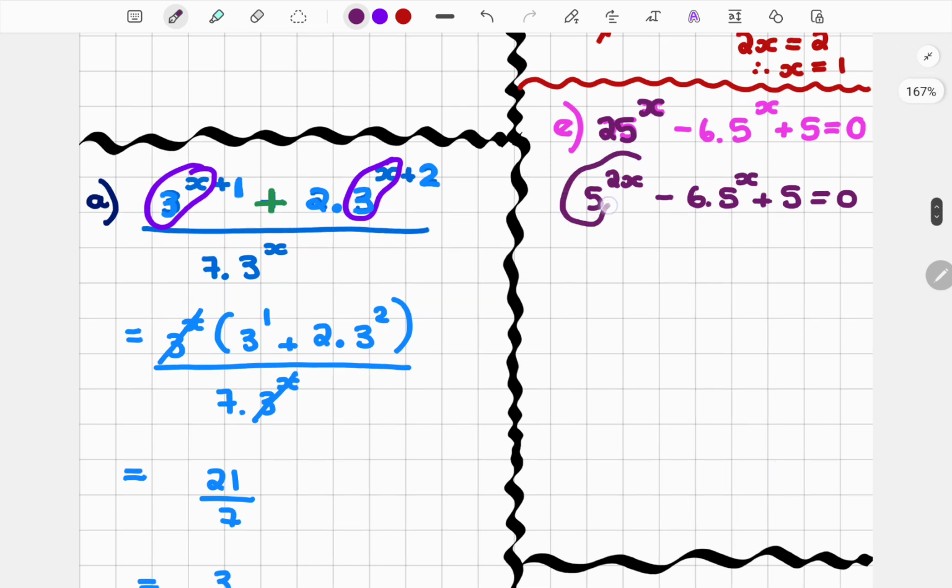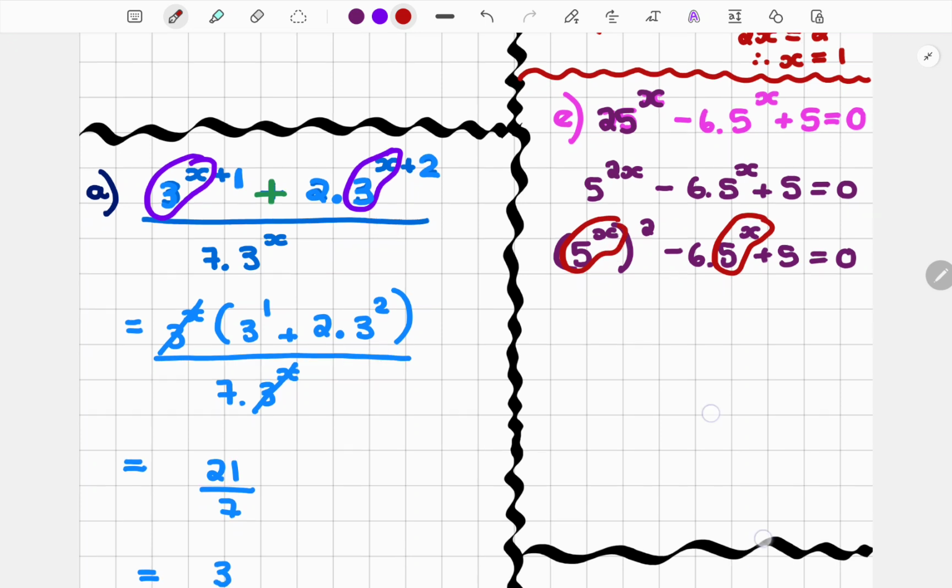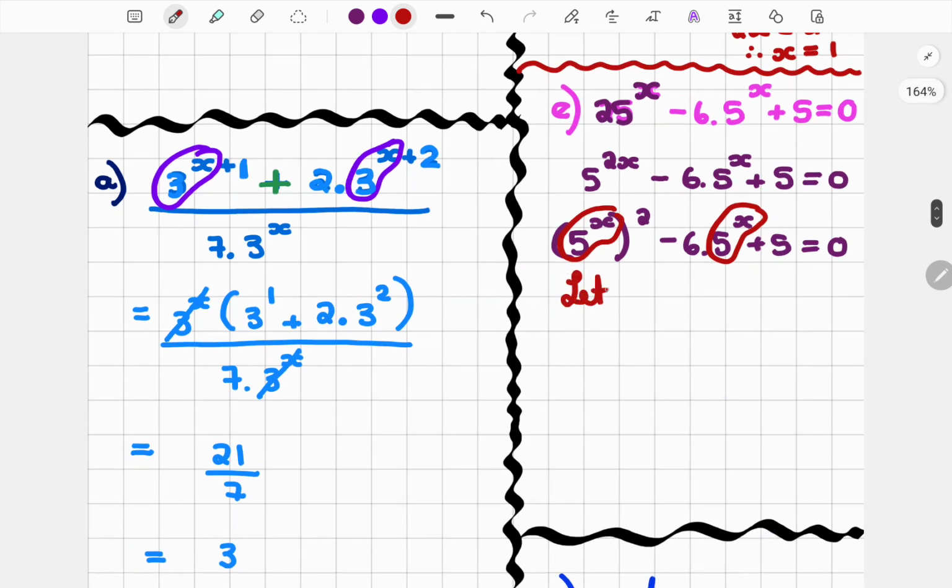So most of the time when you get a 5 to the power 2x, remember the old switcheroo. So it's going to be 5 to the power x squared minus 6 times 5 to the power x plus 5 is equal to 0. Okay, so now because I've got 5 to the power x twice, you are welcome to say, let 5 to the power x be k, just to see what is going on here.